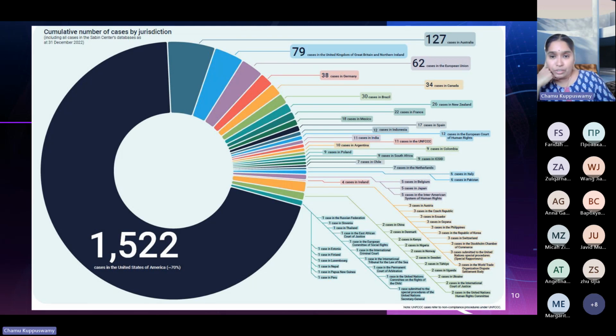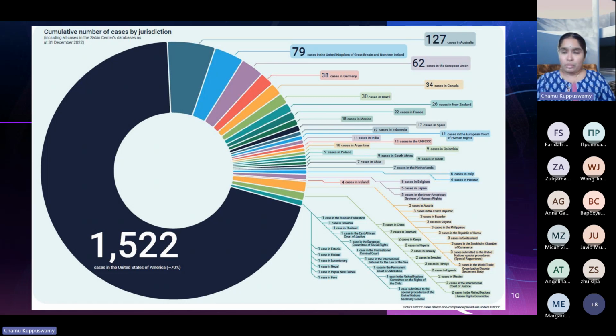1 case in the Russian Federation. 1 in Slovenia, Thailand. The East African Court of Justice, the European Committee of Social Rights, the International Criminal Court, the International Tribunal for the Law of the Sea, the Permanent Court of Arbitration, the United Nations Committee on the Rights of the Child, and then there's a special procedure case directly to the United Nations Secretary General, and then there's 1 case in Estonia, Finland, Luxembourg, Nepal, Papua New Guinea, and Peru.